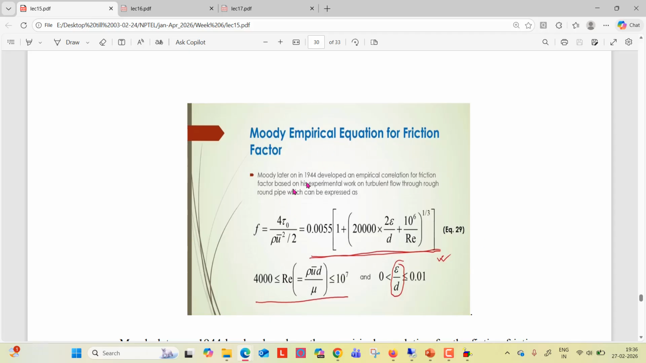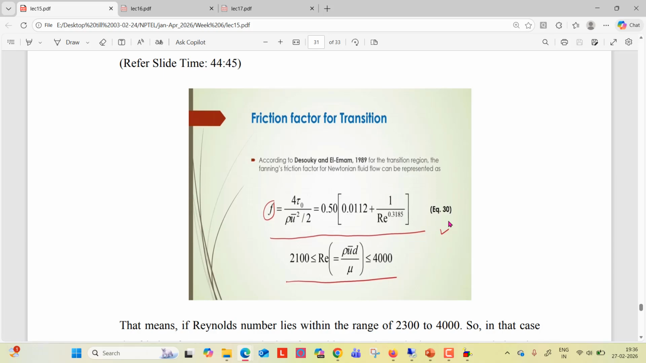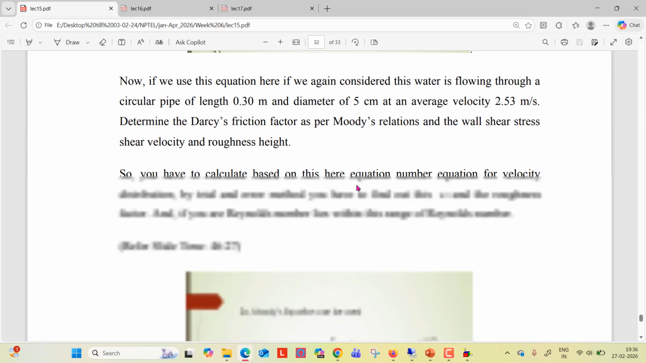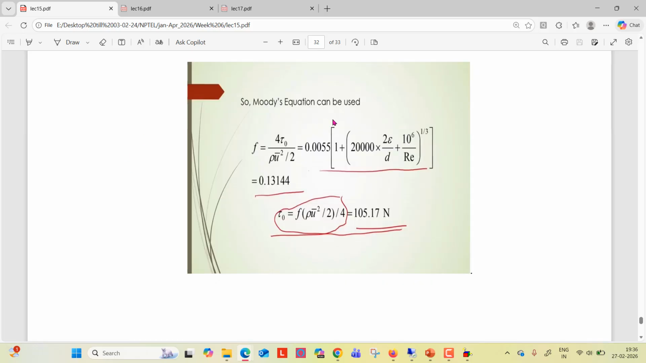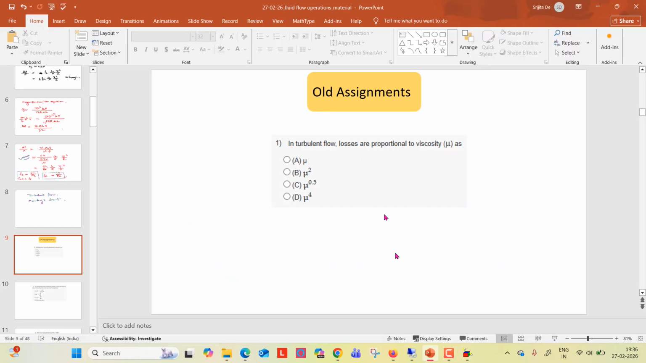That is where the Moody's chart comes from. This is the friction factor for transition flow between laminar flow and turbulent flow. Now going back to the question. In turbulent flow, losses are proportional to viscosity square, mu square.